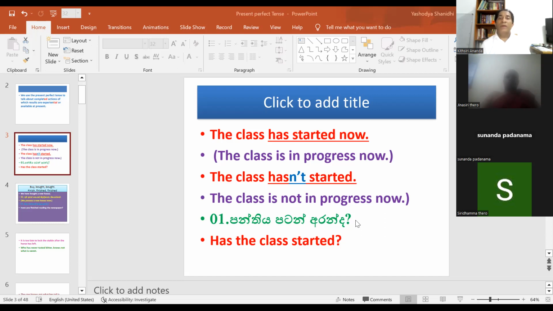But here, in the present perfect, of course, we use either has or have to be the helping verb. Therefore, we can say hasn't, haven't. Here, hasn't, haven't is something natural. Has the class started? If somebody raises a question using the present perfect, like, oh, has the class started? What does it mean? It means, is the class going on now? Is the class in progress now?